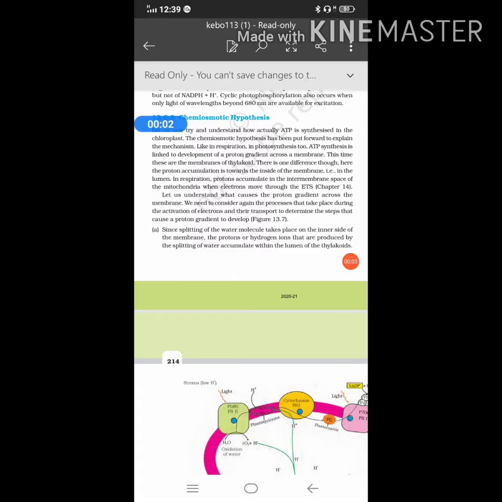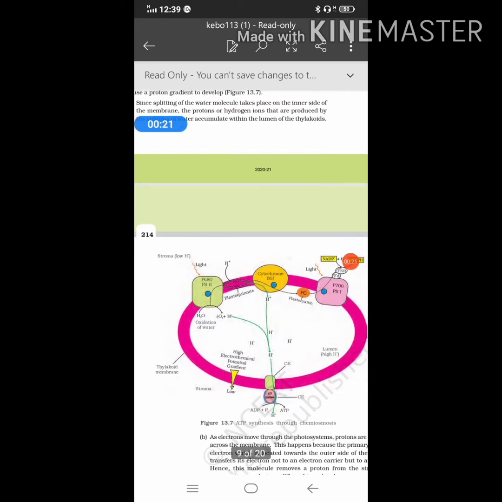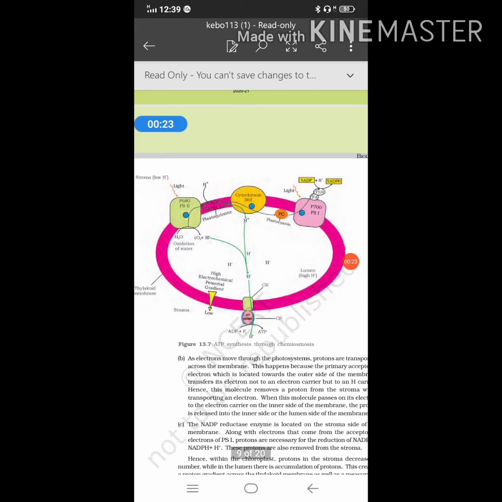In your textbook, you can see the three steps that explain the proton gradient. The first one is the splitting up of water. It occurs inside the membrane associated with photosystem 2, and that releases some amount of protons. That is the first source given there. Next, you can see the diagram. Here you can see PS2, associated with the splitting up of water, and that releases some amount of protons.